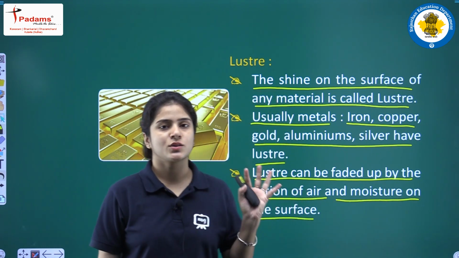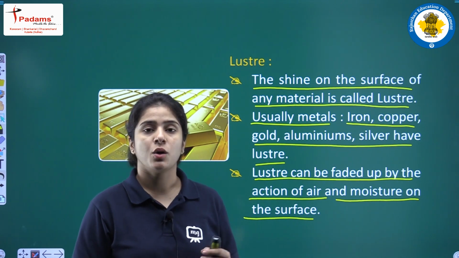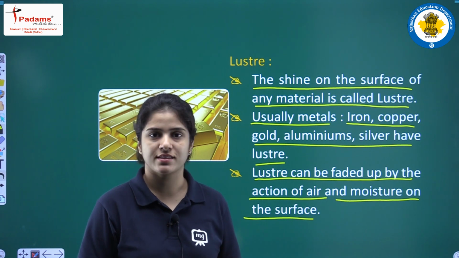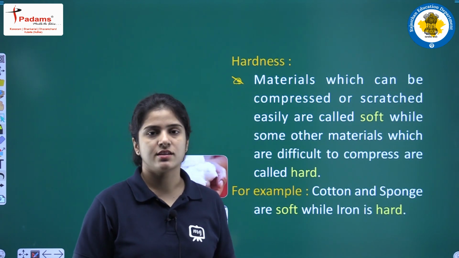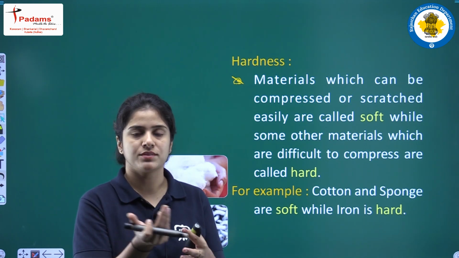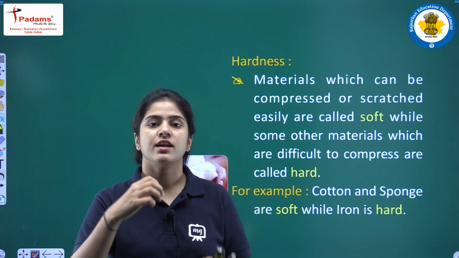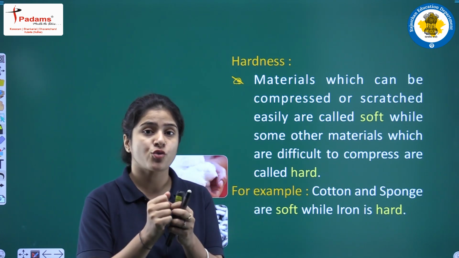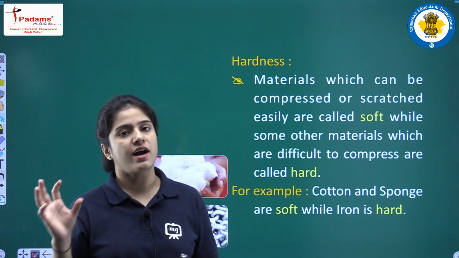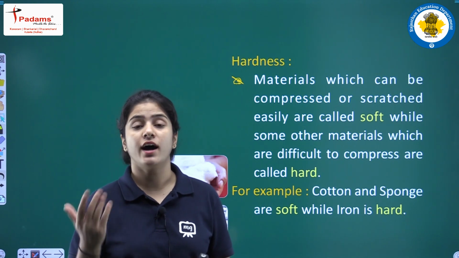Alright students. So this is all about luster. So now we will discuss the next property students. What is the next property? That is hardness or softness. Suppose students, if I have a sponge ball in my hand, that sponge ball I can compress, I can stretch. The objects that I can stretch and compress are the soft objects, and there are some objects that can't be stretched, that can't be compressed, called hard objects.